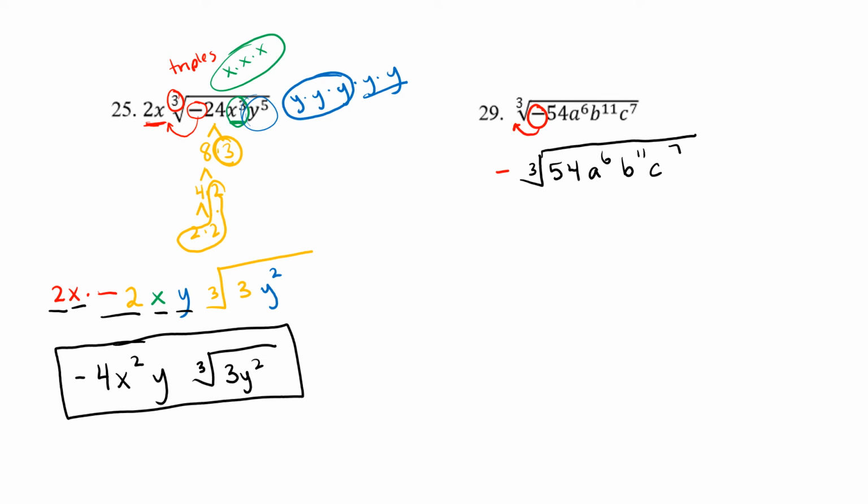Okay, so let's work with the 54, right? Break down the 54, we're looking for triples. 9 times 6 is 54, no triples. 3 times 3 is 9, still no triples, but if we break the 6 down into a 3 times 2, that gives us one group of 3 threes. So that 3 will come out of the cube root. If there's something left over, like that 2 right there, it stays inside of the cube root.